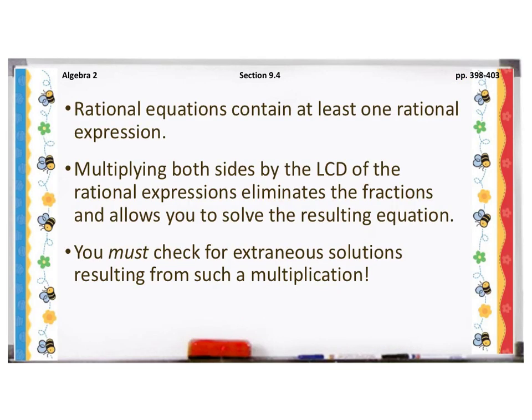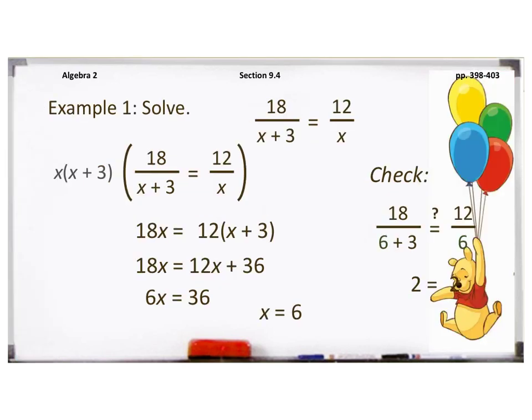Rational equations contain at least one rational expression. Multiplying both sides by the lowest common denominator of the rational expressions eliminates the fraction and allows you to solve the resulting equation. You must check for extraneous solutions resulting from such a multiplication. So let's see what we're talking about here.